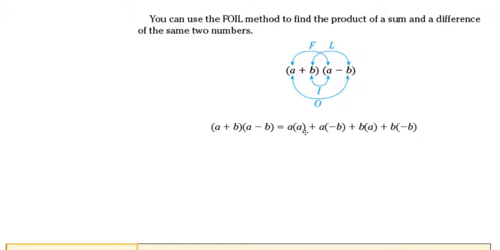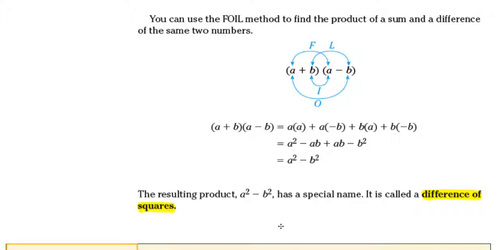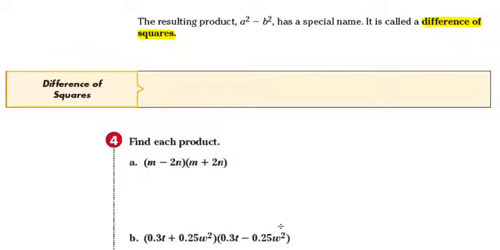We have a times a, which is our first. Outer will be a times negative b, inner will be b times a, and last would be b times negative b. Simplifying that, you now have a squared minus ab plus ab minus b squared. And if you notice, these two are equivalent to 0. So you end up with a squared minus b squared. Okay, so the resulting product has a special name. It's called the difference of squares.